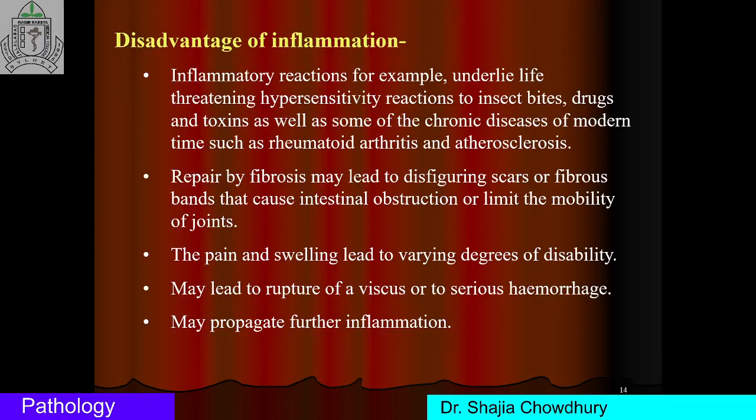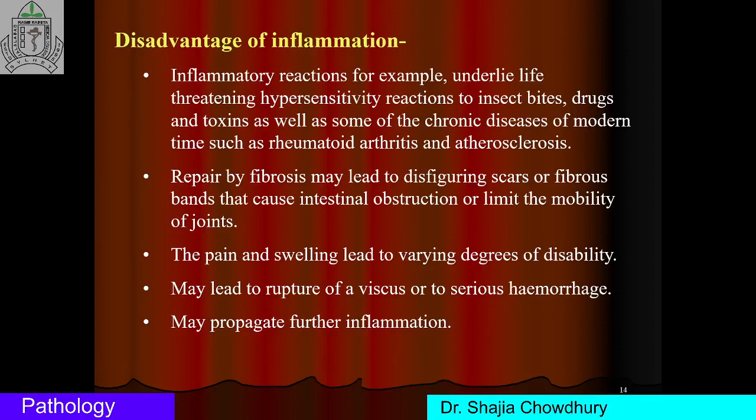And the fourth disadvantage is that it may lead to rupture of a viscus or serious hemorrhage. An important example of rupture of a viscus is the rupture, or bursting, of the appendix, a complication of acute appendicitis. And the last disadvantage is that it can propagate further inflammation.